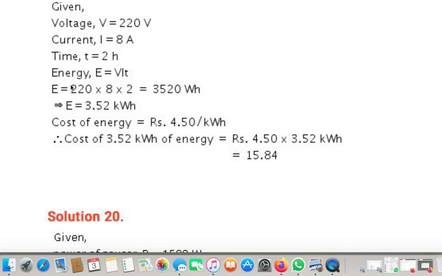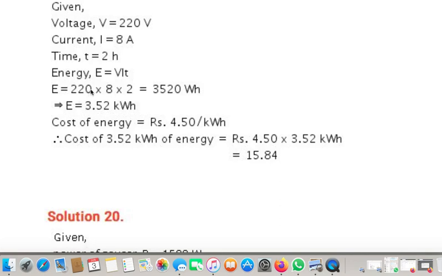And what is the formula for electrical energy? VIT. V is given 220, I is given 8 ampere. T, time, I'll take it in hours because I have to calculate the energy in kilowatt hour, no more in joules. Because the bill that we pay, the cost which is calculated, is for per unit. Per unit means, if you scroll up, I have explained in the previous numerical, 1 unit is equal to 1 kilowatt hour. So we will find out the cost of energy.